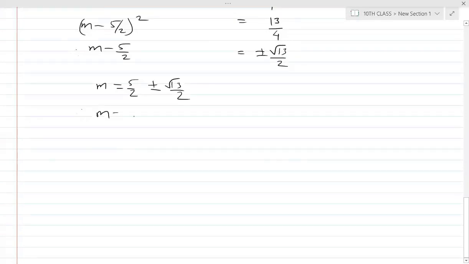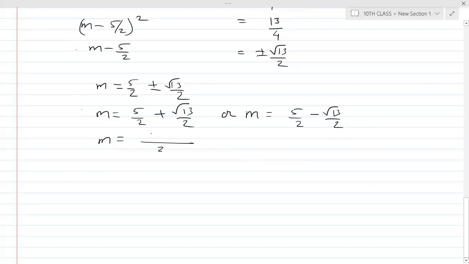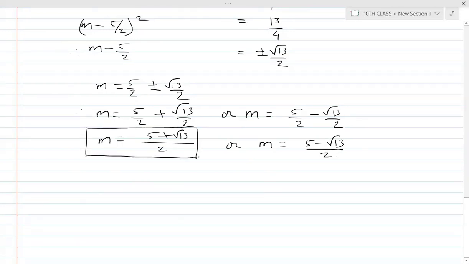Thus m has two values: 5 by 2 plus root 13 by 2, or m equals 5 by 2 minus root 13 by 2. You can solve it another way: 5 plus root 13 upon 2, because the denominator is the same, or m equals 5 minus root 13 upon 2. These are the required roots of the given quadratic equation using the completing square method.